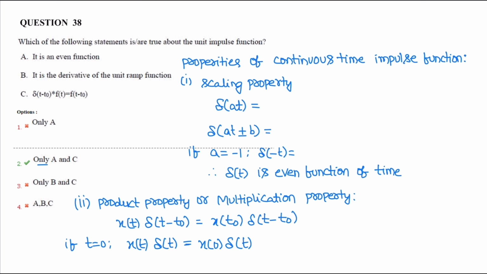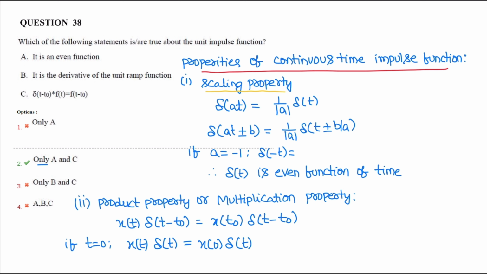Question number 38. It is related to the properties of continuous time impulse function. So let us see the properties for continuous time impulse function. The first property is scaling property. So scaling: delta of AT is equal to 1 by mod A delta of T. Similarly, delta of AT plus or minus B is 1 by mod A delta of T plus or minus B by A. This is a scaling property of impulse function.